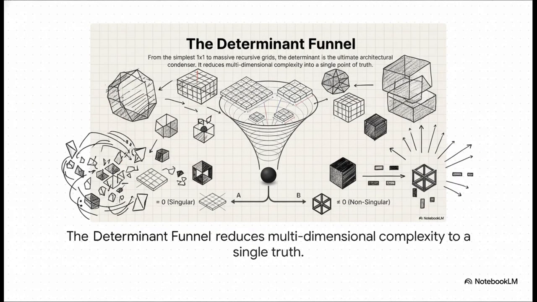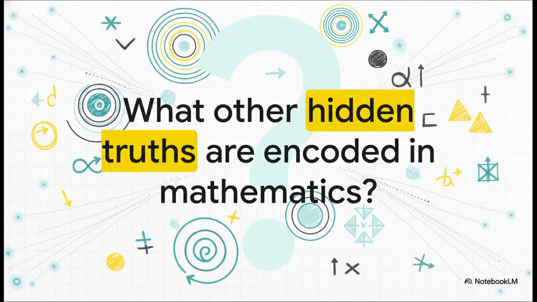So in the end, you can really think of the determinant like a funnel. It's the ultimate condenser. It takes all this multidimensional complexity and just reduces it all down to a single point of truth, a final check that tells you if your structure is sound or if it's singular. And that leaves us with a pretty fascinating thought, doesn't it? If just one number can reveal so much about the stability of an entire system, what other incredible, hidden truths are just waiting to be uncovered, all encoded in the elegant language of mathematics?